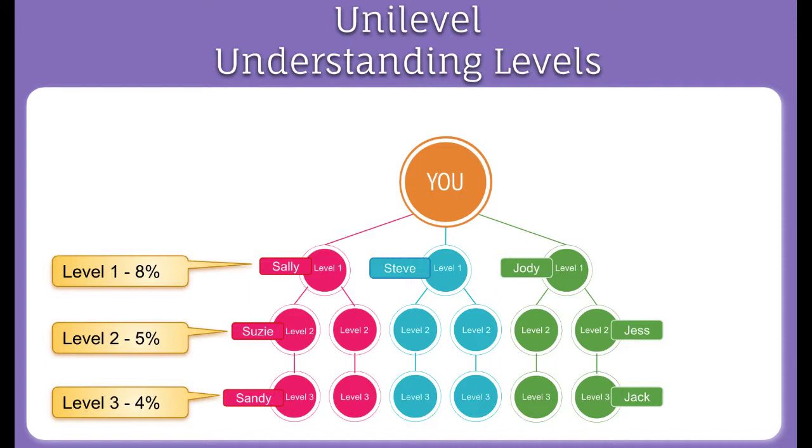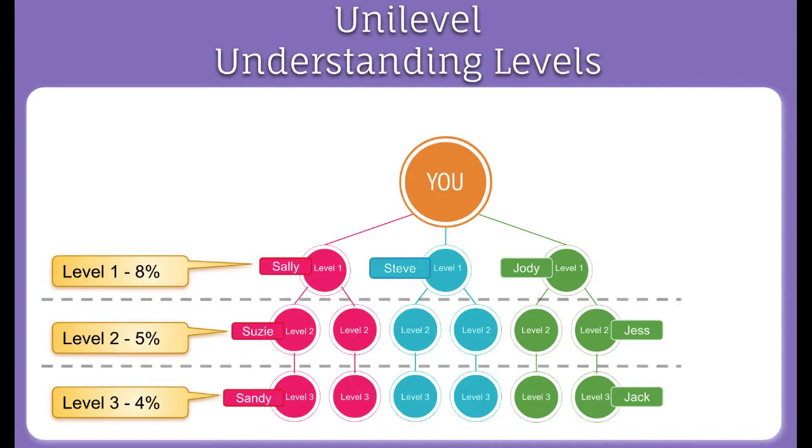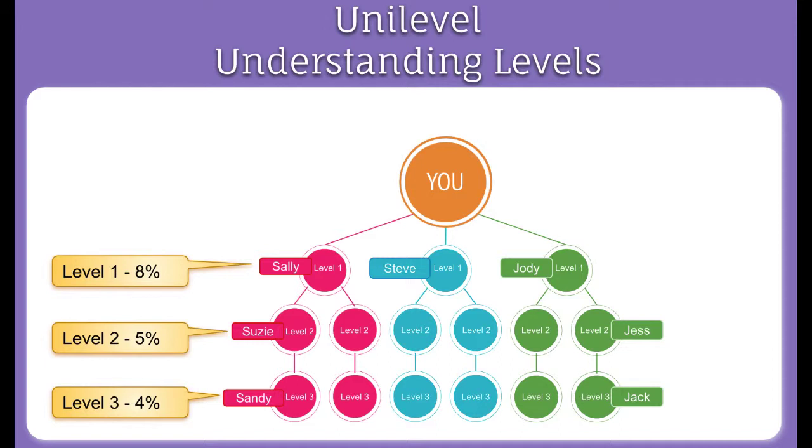Unilevel Commissions are based on levels, so it's important to understand which level each person is on within your organisation. Imagine a level as being a horizontal within your organisation, a bit like the levels in a building. However, it's in reverse. So if you look at the diagram, your level 1 starts with your personally sponsored members. So in this case, Sally, Steve and Jody are all on your level 1.